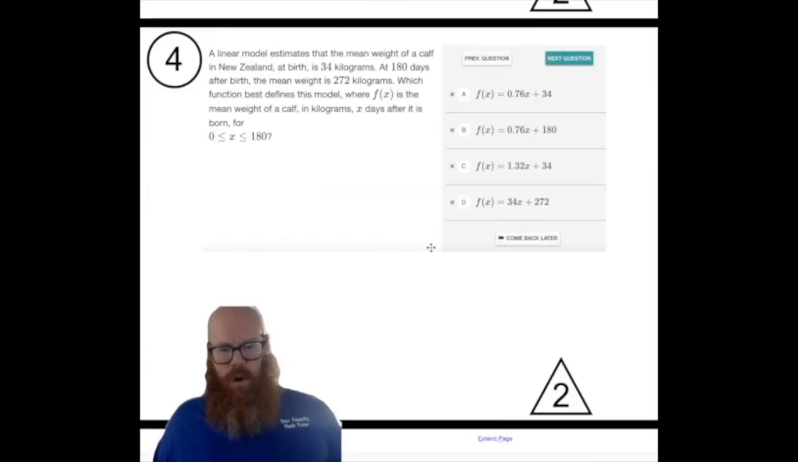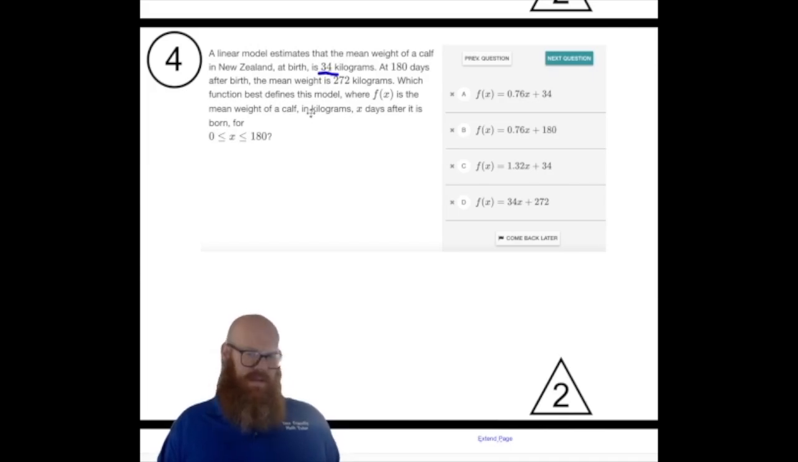Okay, number 4, we have, again, another linear model. At birth, this is the weight. At 180 days, this is the weight. Which is the function that gives the mean weight of a calf x days after they're born? Well, if we imagine when we substitute in, because it's days after they're born, and they're born at 34, basically 34 should be our y-intercept, so these two don't work.